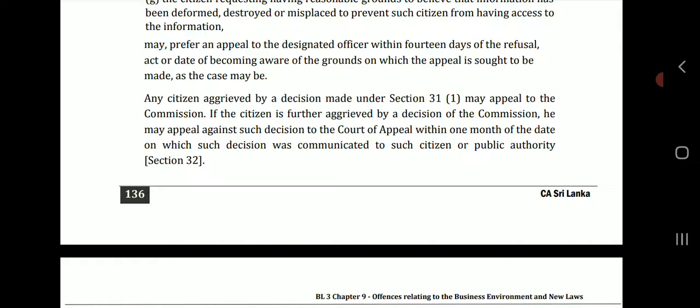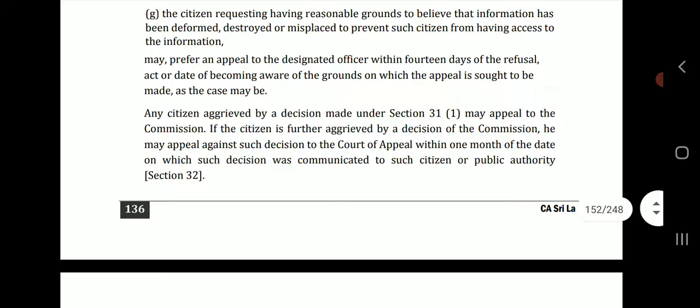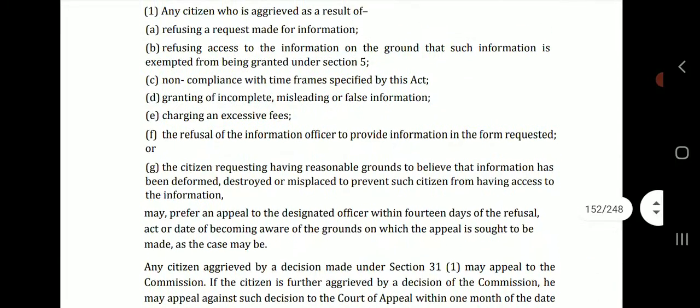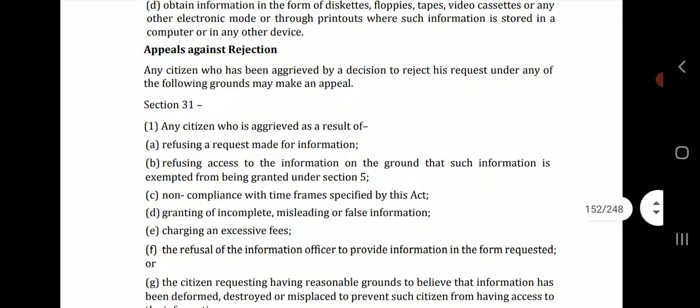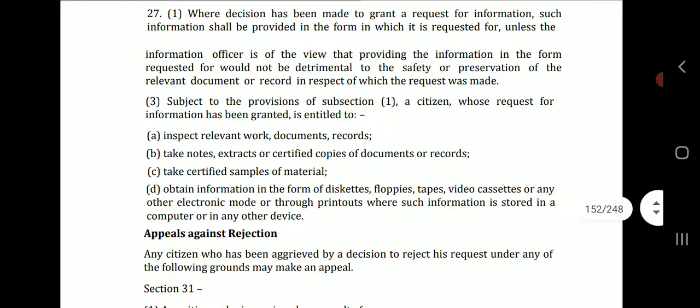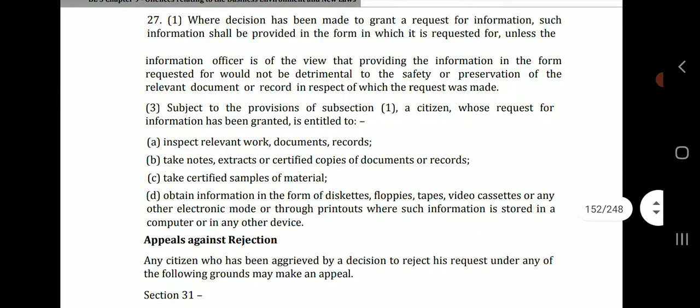If the citizen is further aggrieved by the decision of the Commission, they may appeal against that decision to the Court of Appeal within 1 month of the date of the decision. So yes, interesting things, and a crucial act has been passed.